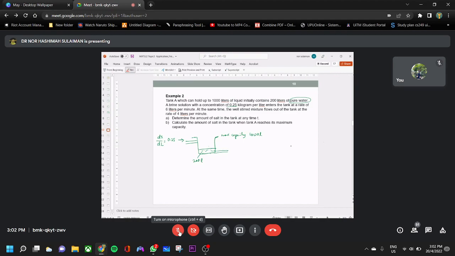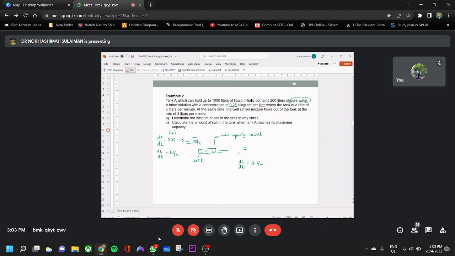Okay, and then the rate of the solution that goes into the tank is dL/dt in equals to berapa? 6 liter per minute. Okay, right. Now lepas tu at the same time the well stirred solution flows out the tank at 4 liters per minute. Okay, kacau masuk kat sini kan, dia masuk kat sini, kacau, and then kita bagi dia keluar. Dia keluar at a different rate, right? So you have dL/dt out equals to 4 liter per minute.